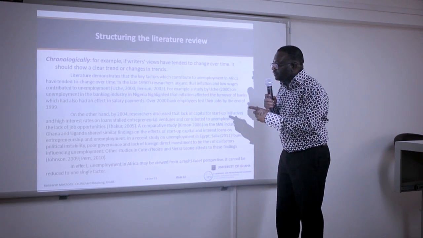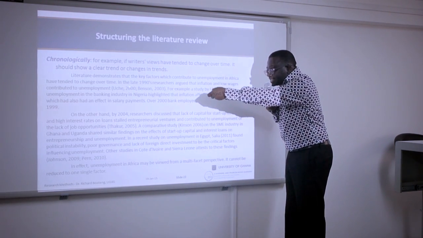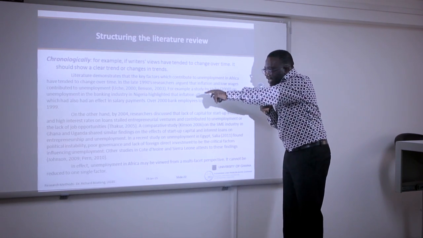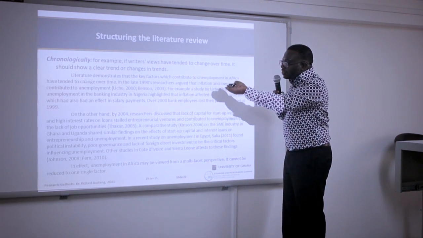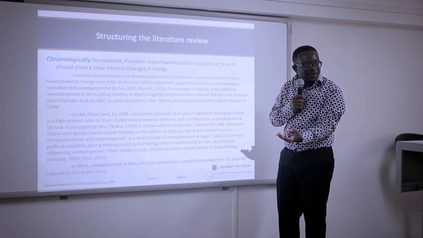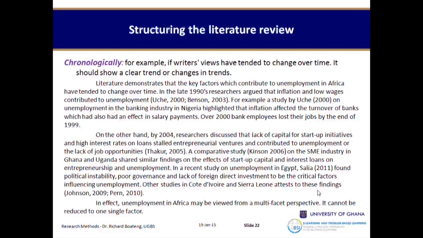So you see that literature reviews are about argument, evidence, and illustration. But this is just a write-up. There's an opening sentence, an argument which communicates the claim. Now he's illustrating. The whole thing too is a whole big review. So then from there, he said, on the other hand, by 2004, we moved from the 90s into 2004 because he's writing chronologically, so we have to look at the time. Researchers discussed that the lack of capital for start-up initiatives and high interest rates on loans stalled entrepreneurial ventures and contributed to unemployment or the lack of job opportunities.